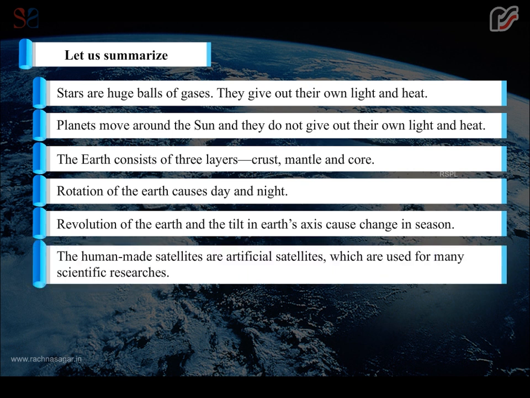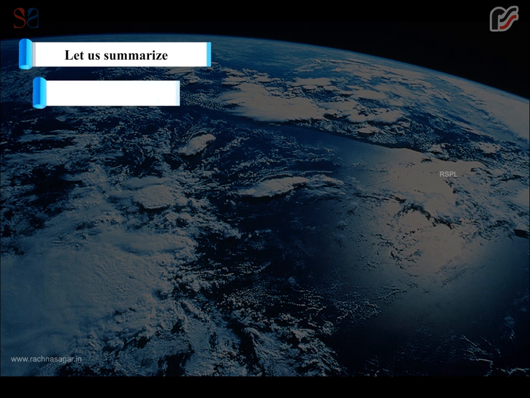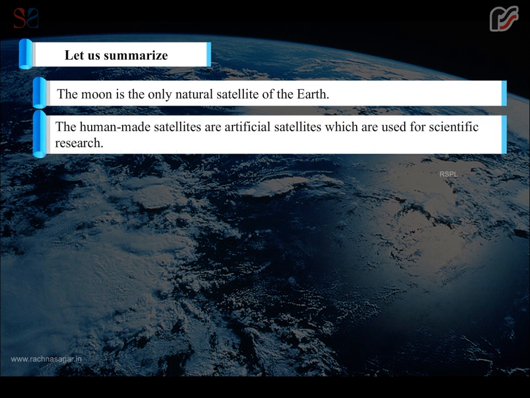The human-made satellites are artificial satellites which are used for many scientific researches. Our solar system comprises 8 planets. The moon is the only natural satellite of the Earth. The human-made satellites are artificial satellites which are used for scientific research.